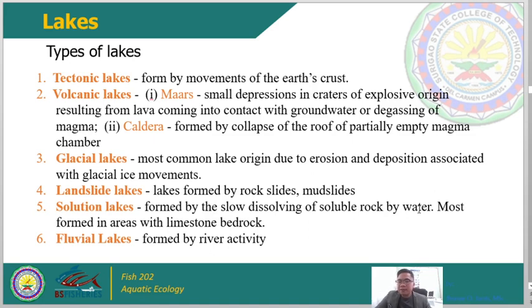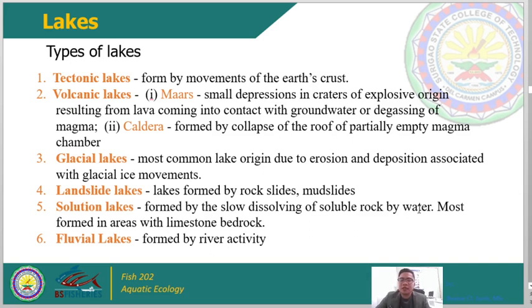Third type is glacial lakes. Most common lake origin due to the erosion and deposition associated with glacial ice movements. So because of sometimes the global warming perhaps, the lakes are formed because of the movements of the large blocks of ice in the polar regions. And another is landslide lakes, lakes formed by rock slides and mudslides. So those are landslide lakes. Fifth type is solution lakes, formed by shallow dissolving of soluble rocks by water, most formed in areas with limestone bedrock. Okay, so solution lakes.